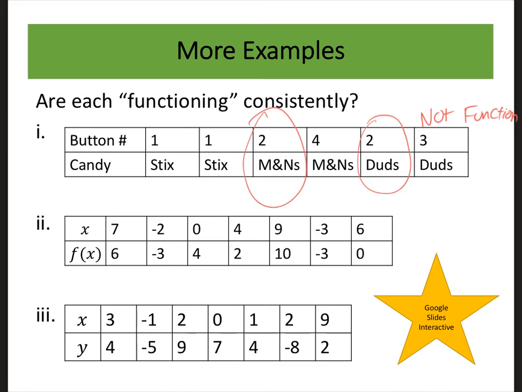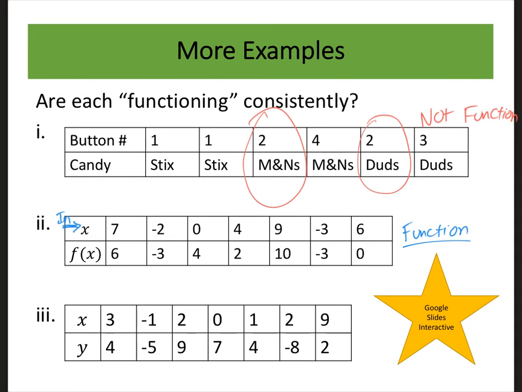If we look at number 2, we're thinking, okay, I push button 7, push -2, push button 0, push button 4, push button 9, push button -3, push button 6. Well, every time I pushed a different button, so guaranteed it is a function. Because I didn't push anything twice, this is a function.